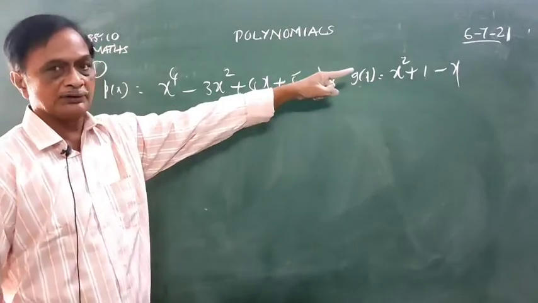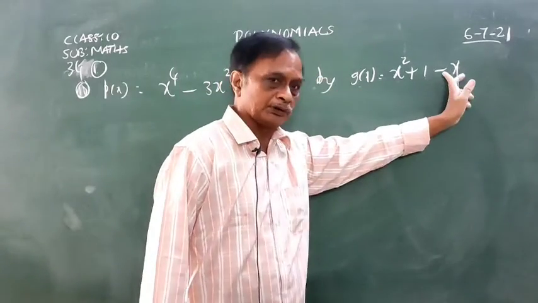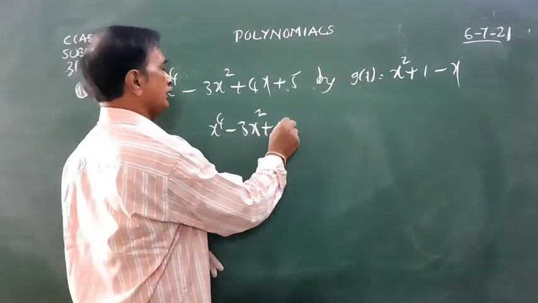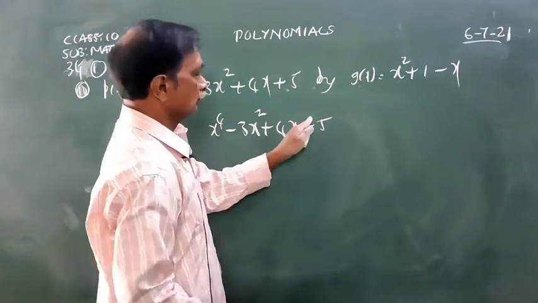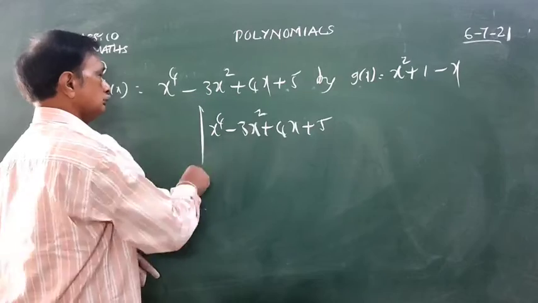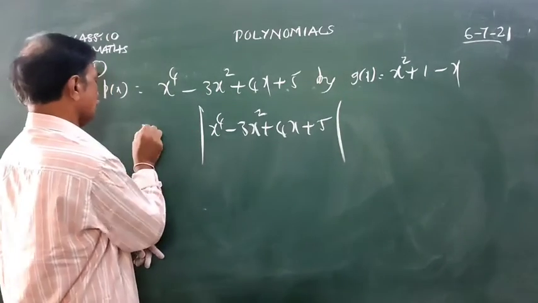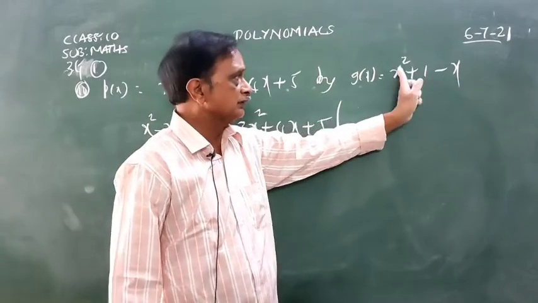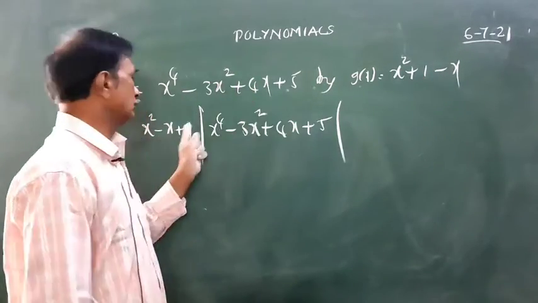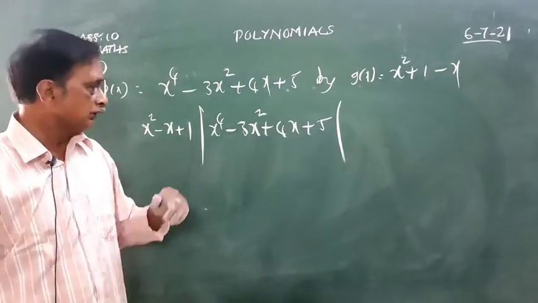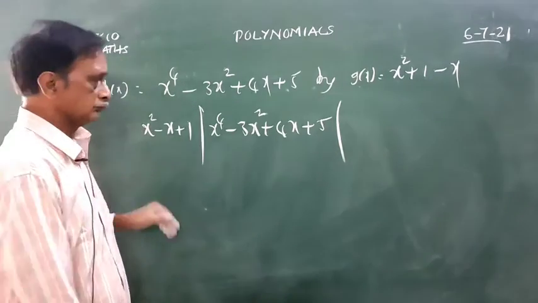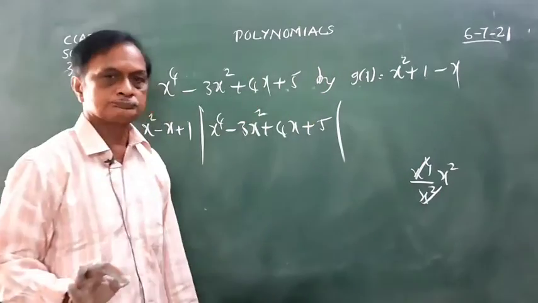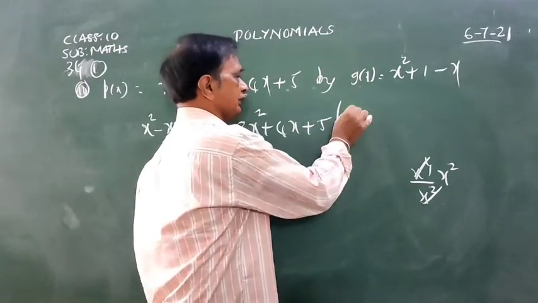You have the dividend and the divisor, but the divisor is not in the descending powers of x. So first x power 4 minus 3x square plus 4x plus 5, powers 4, 2, 1, 0. Now x square minus x plus 1. So I express this in the descending power of x as x square minus x plus 1. So what is the first step? Divide the first term of the dividend by the first term of the divisor. X power 4 by x square gives what? X square. Write this x square here.